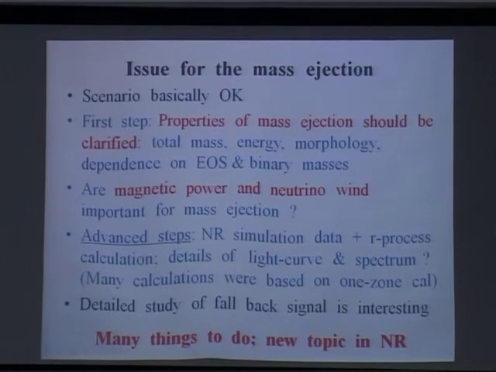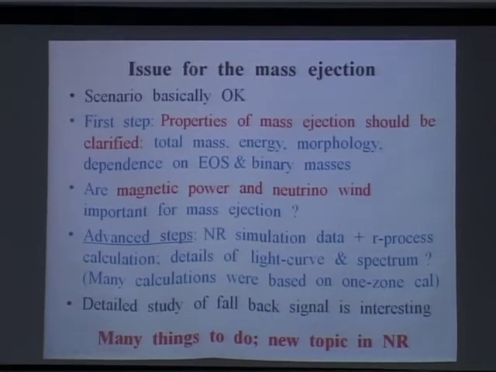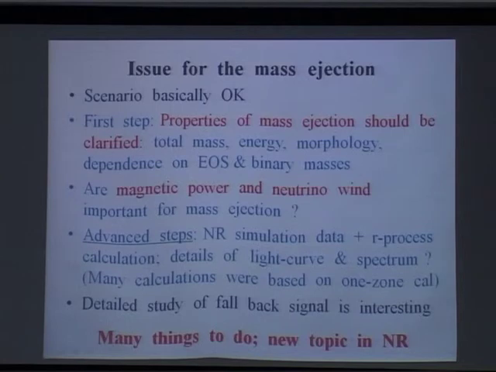Okay, so mass ejection is a very new subject in numerical relativity. As a first step, we performed a simulation using a very simple equation of state, and we found that the scenario proposed by Li and Paczynski is basically okay, roughly okay. I found that the total mass and the energy and so on are reasonable values, which approximately agree with the prediction by Li and Paczynski. So this means that the scenario is basically okay.